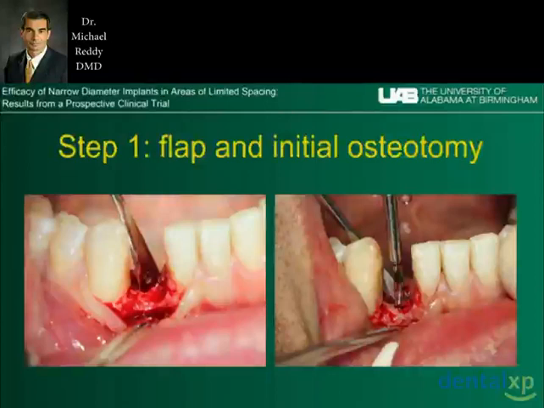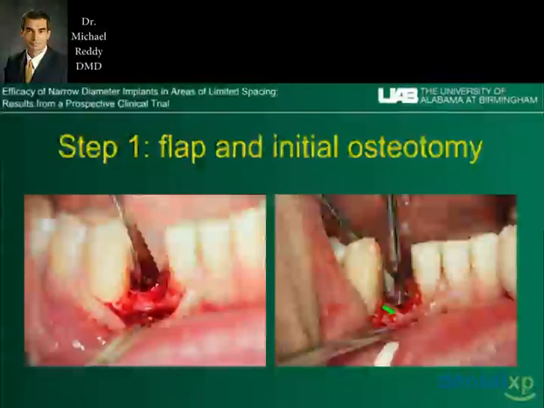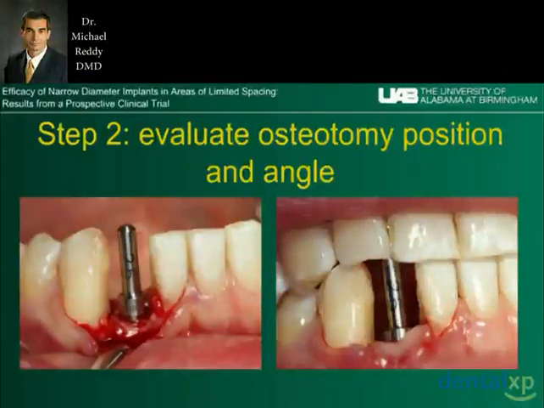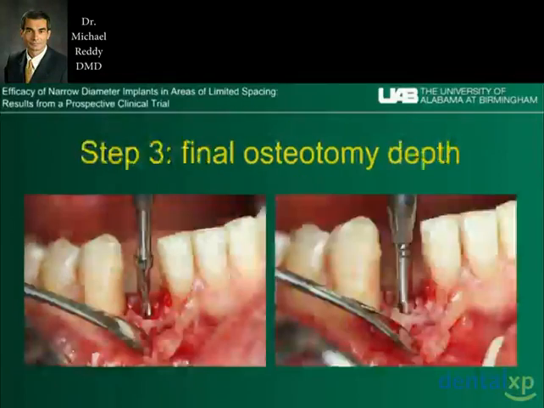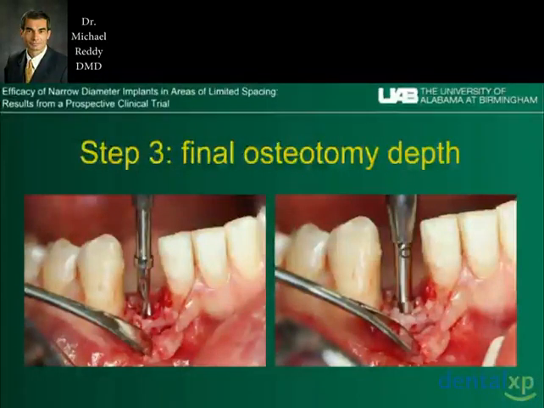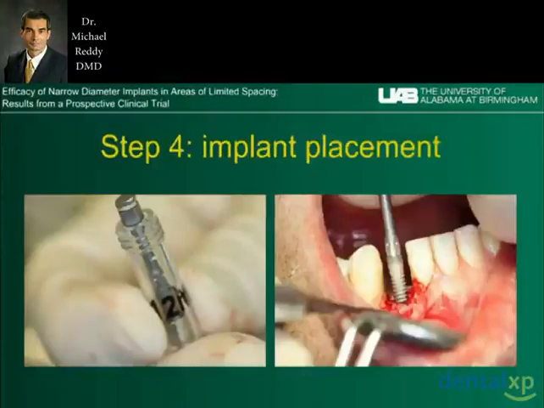So again, the steps are basically a simple envelope flap, then going ahead and taking the starter drill with a chisel point, bringing that down to depth, looking at where you are, verifying the angulation and position with a paralleling pin, going to the 2.5 for the final osteotomy depth, based on the anatomy and the density of the bone, and then taking the implant directly from the vial and placing it into the bone.